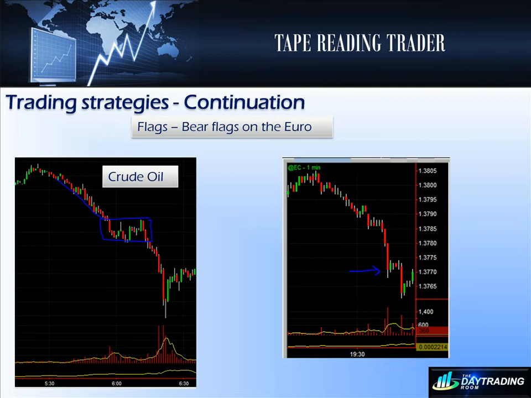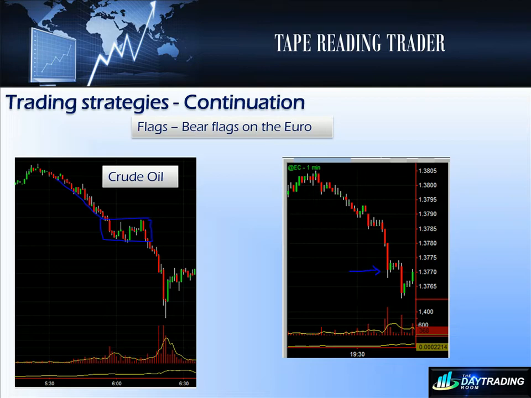Okay, so here's crude oil and the euro. Some bear flags on crude oil, bear flags on euro. A little bit different in shape and size, but ultimately the same thing. When we think about what a flag actually is, let's think a little bit more about how the tape can be read with a flag pattern. We've got an obvious imbalance. In both of these examples, a big imbalance to the sell side, to the downside.